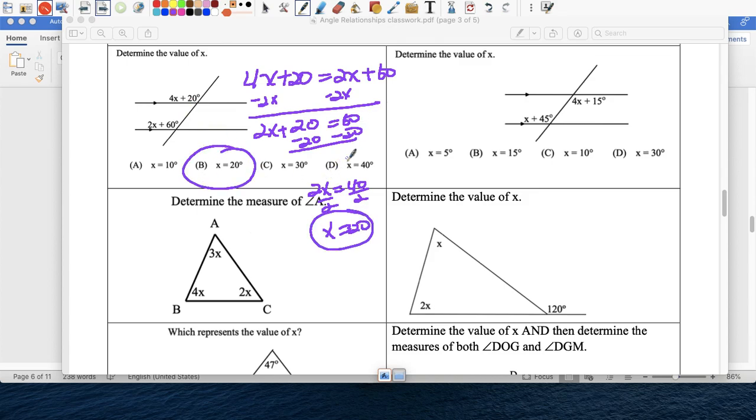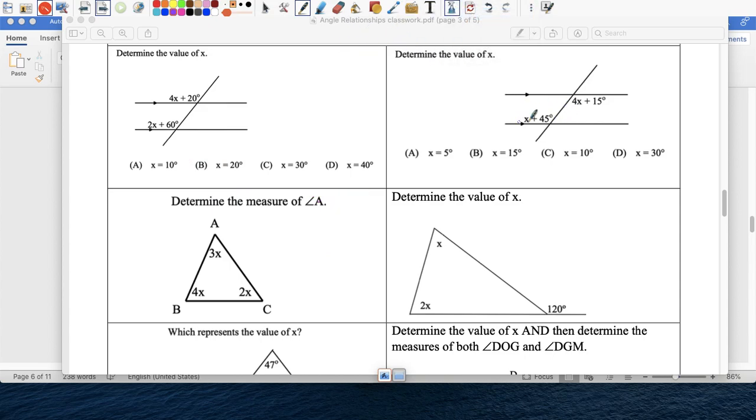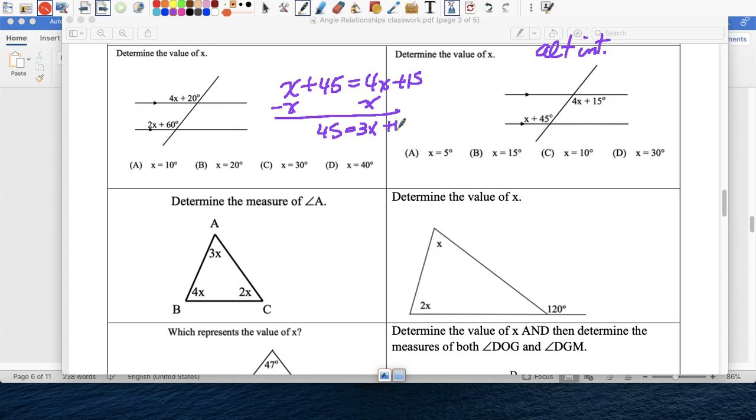It's not asking us to go and substitute, so I won't. Again, know the relationship between these two. They are alternate interior, which means they're also equal to each other. We have x on both sides, subtract x. We get 45 equals 3x plus 15, minus 15 here, minus 15. 3x equals 30, divide by 3, x equals 10. Right there.